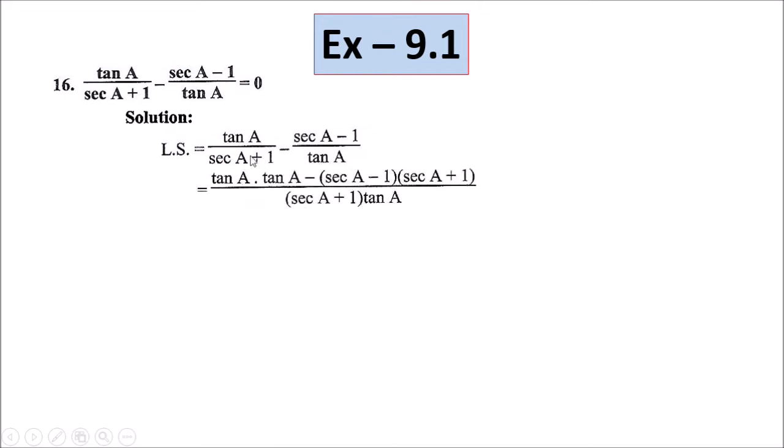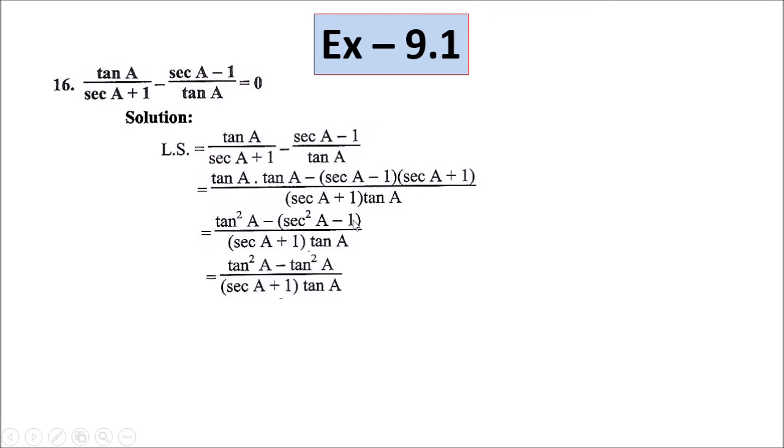I am just doing the subtraction here, as these are two different denominators like the before one. Sec A plus 1 into tan A. So tan A into tan A, tan square A, and minus sec A minus 1 into sec A plus 1. So the thing is here. So tan A into tan A, that is tan square A, and this is sec A minus 1, sec A plus 1. So A plus B, A minus B. The formula is here, A square minus B square.